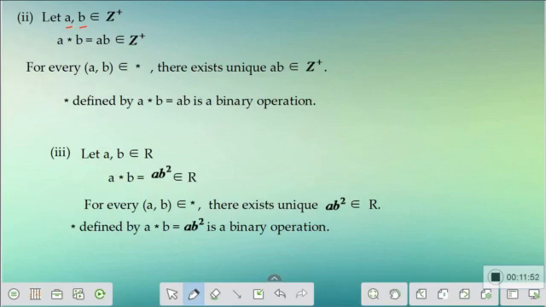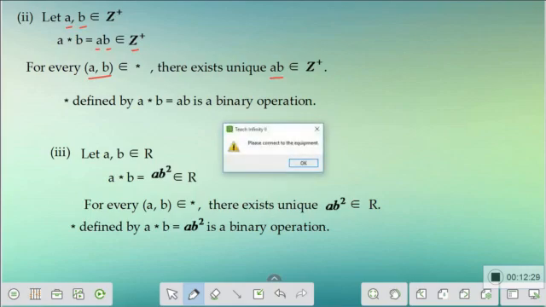So let me take two integers a and b from Z plus. As per the definition of the binary operation, we have a star b equal to a into b. Of course, positive into positive will be a positive number, hence that will be an element in Z plus. So if I take two elements in Z plus, I get the product also in Z plus. This means when you have an ordered pair (a, b), the product ab will also be an element in Z plus.